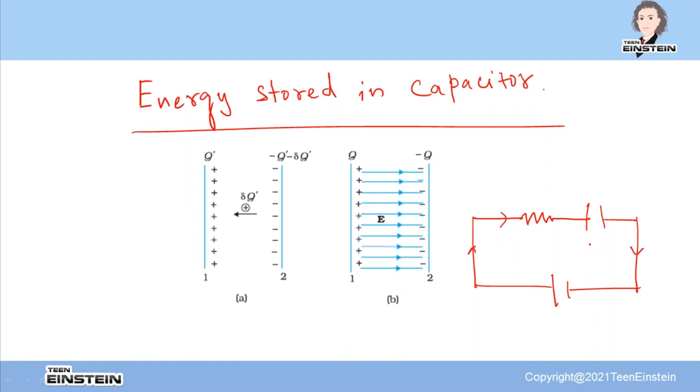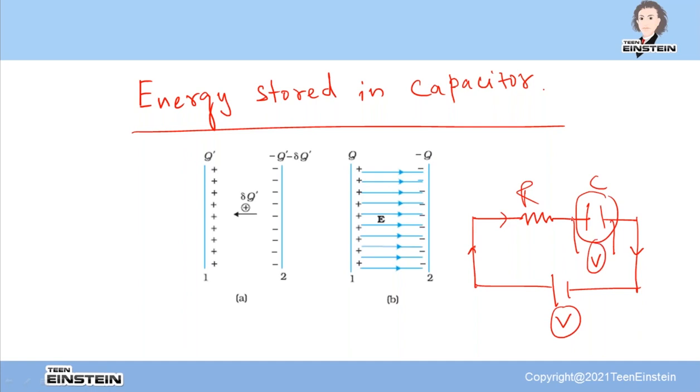After a long time, what will happen? After a long time means, for this capacitor denoted by C, until it gets fully charged. Then the potential difference across the two plates will be equal to the potential of the battery, so there will be no potential difference at this point.